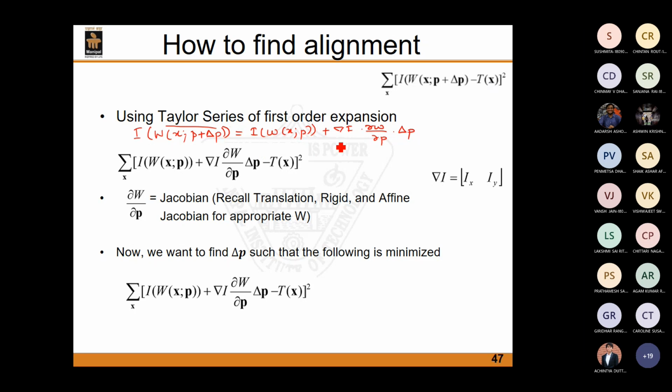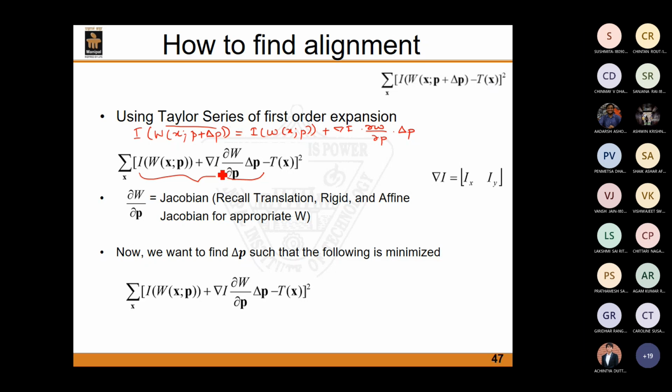So I get this expression, and I can replace this part by this equation over here. I'm just replacing this with the first order Taylor series expansion, and I get this. Now here, this dou W, but before that, we have this delta I over here, right?